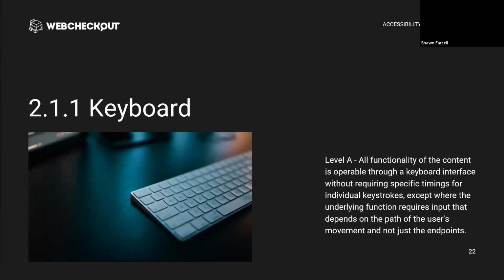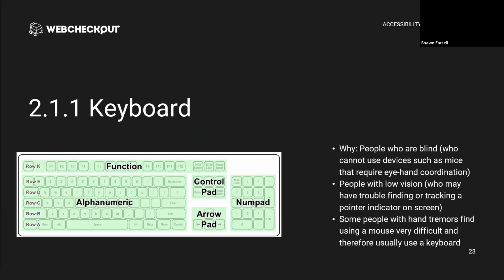The keyboard criteria is one of the basics. It's part of single A, which means it also has to be included in AA. In short, you have to offer a way to navigate a website without a mouse or a touch screen. This function helps blind and visually impaired users, and it also helps users with hand tremors who have difficulty navigating with a mouse.